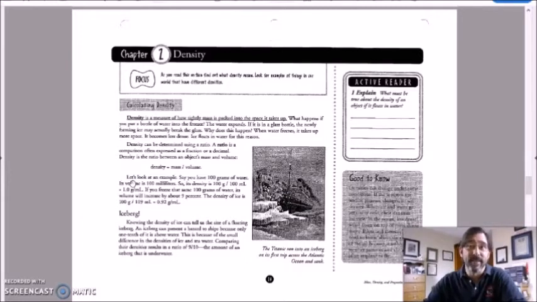Incidentally, the Titanic ran into an iceberg on its first maiden voyage across the Atlantic Ocean. The Titanic sank April 14th or 15th, 1912. So that would be what, 108 years ago? Certainly something we should learn from.